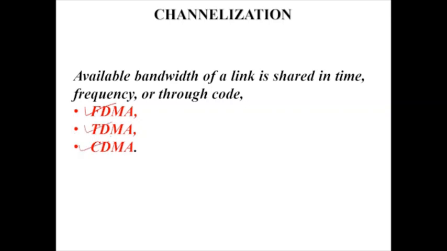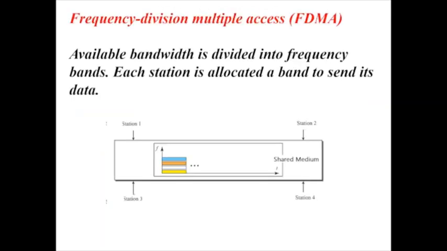We'll start by discussing FDMA. FDMA means frequency division multiple access method. Here, the available bandwidth of the channel is divided into frequency bands, sometimes also called subbands. The total bandwidth of the medium is divided into subbands, and each station is allocated a subband to send its data. The channel allocated to the station is dedicated to that particular station.